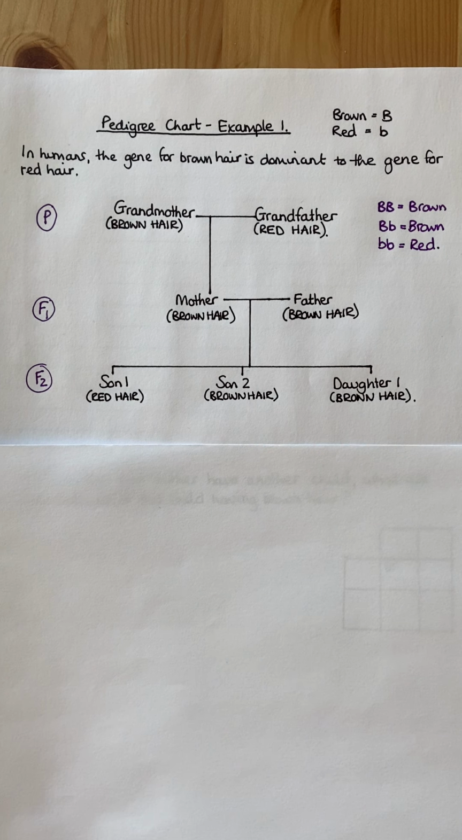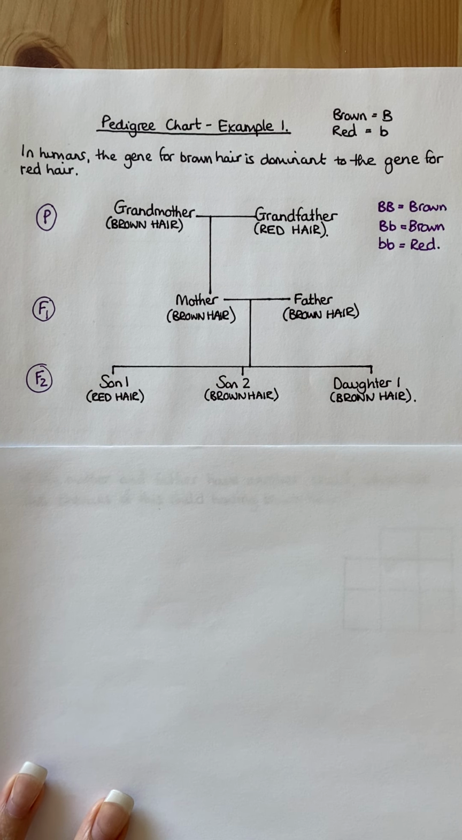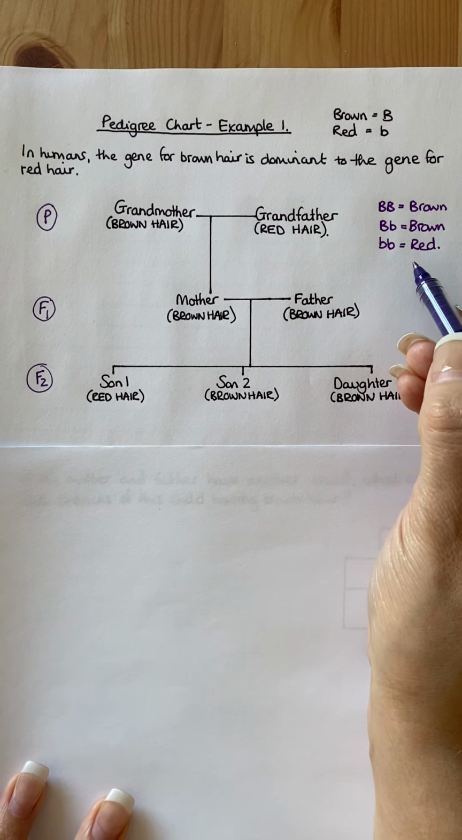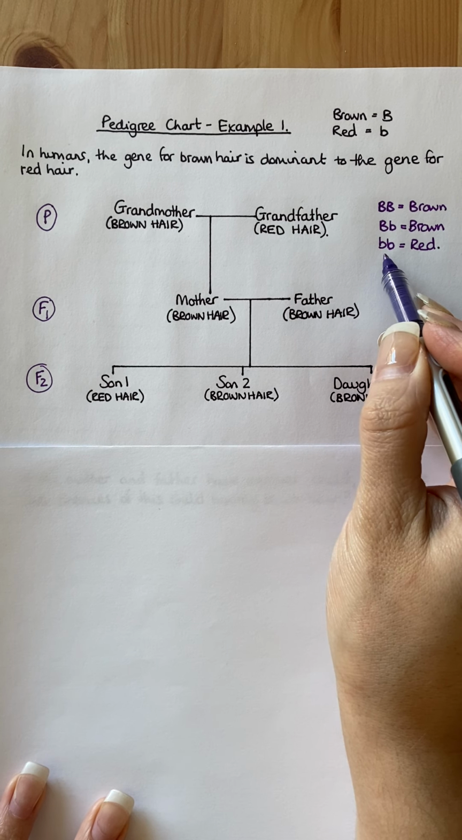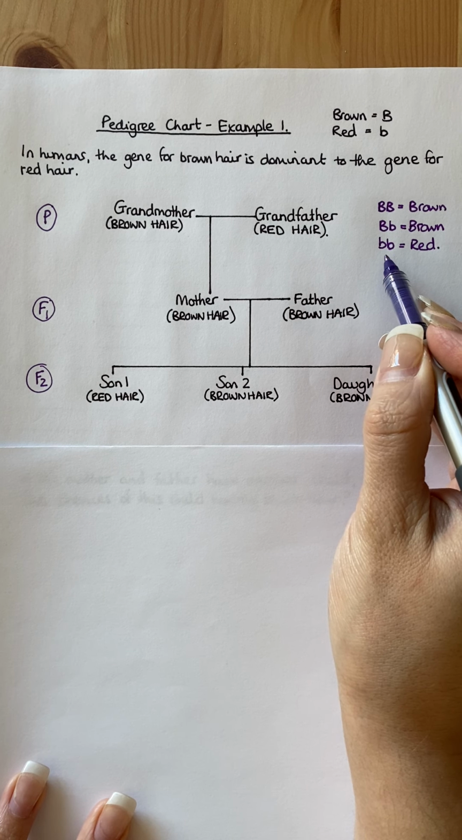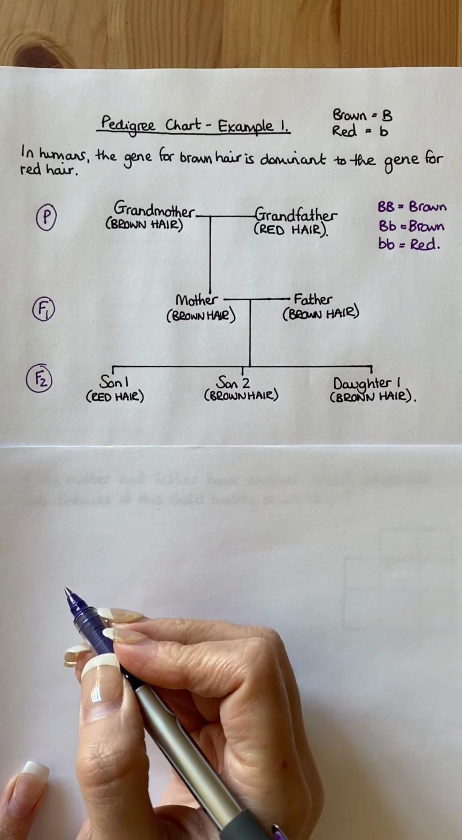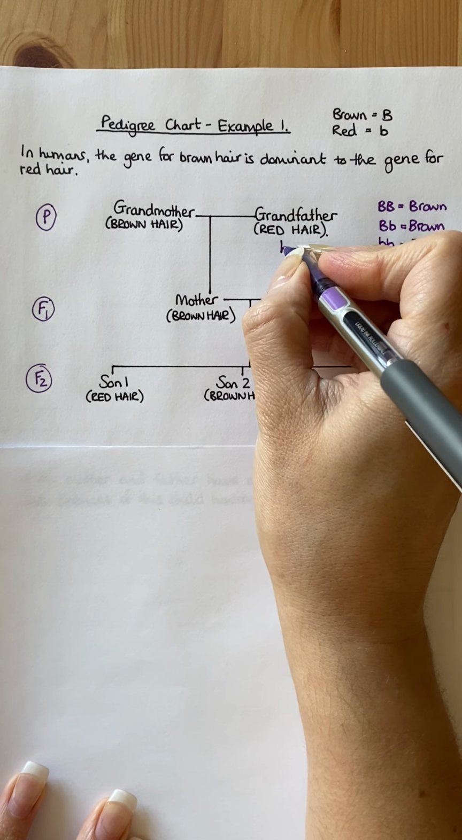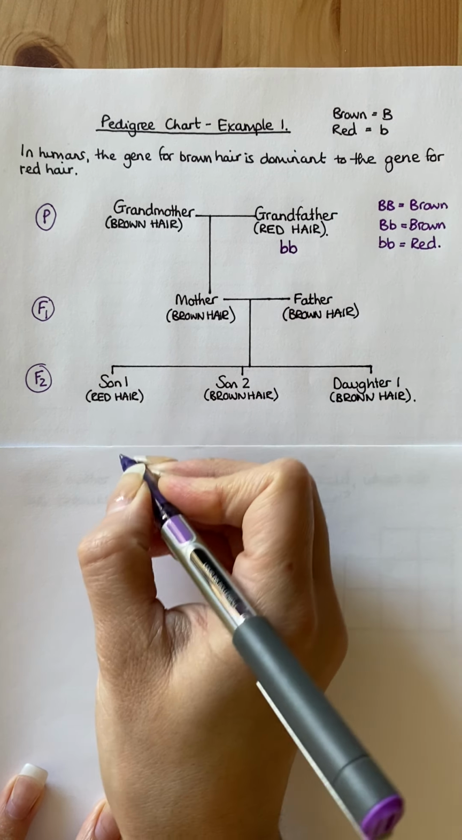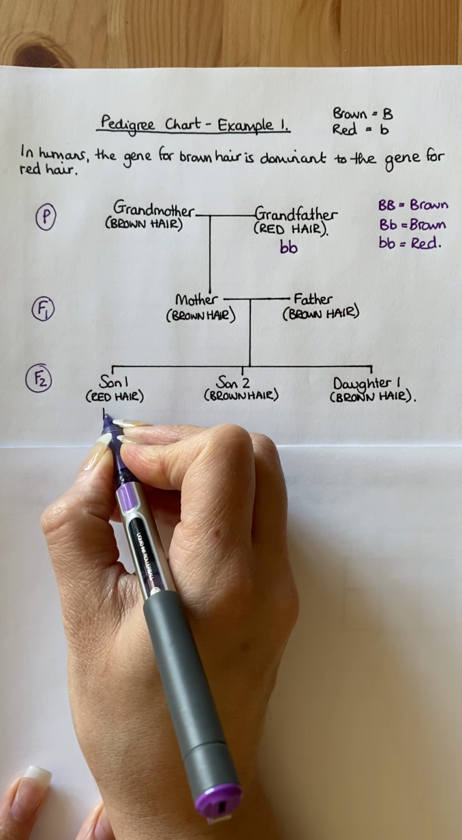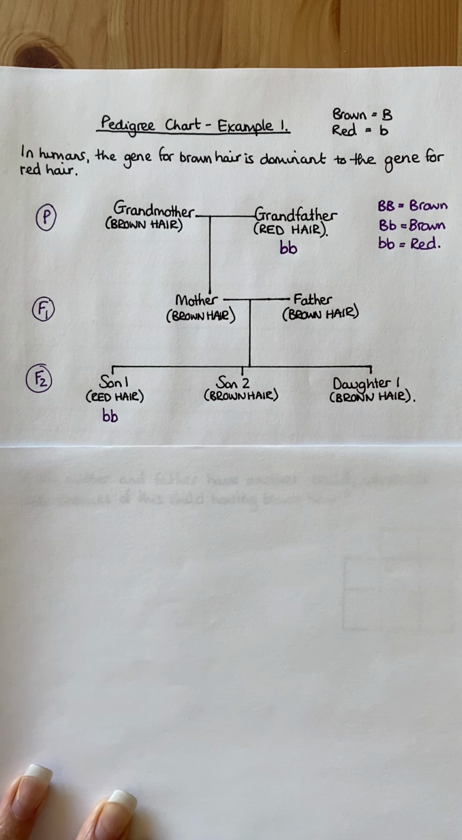So in these style of questions, what you could be asked is to state the genotype of all the people in the family tree, in the pedigree chart. The only people that we know for definite to begin with are the people that are recessive, that have red hair, because they can only be red haired if they have 2 lowercase b's, 2 recessive alleles. So everyone with red hair, so the grandfather and the son, have homozygous recessive genotype.